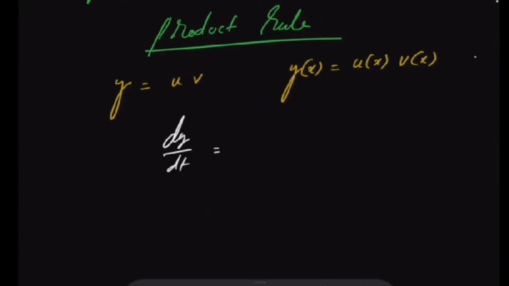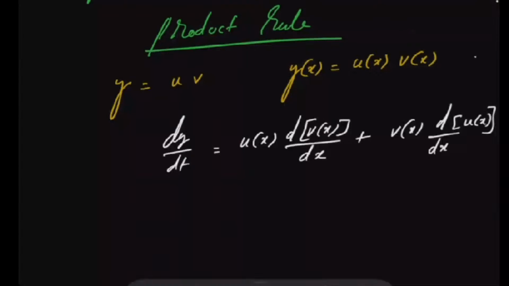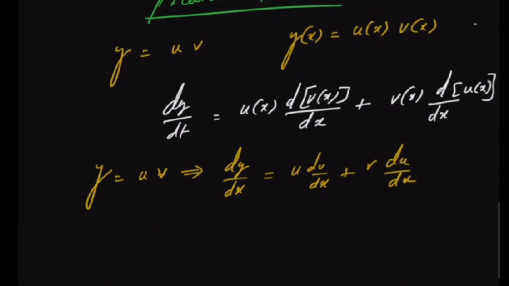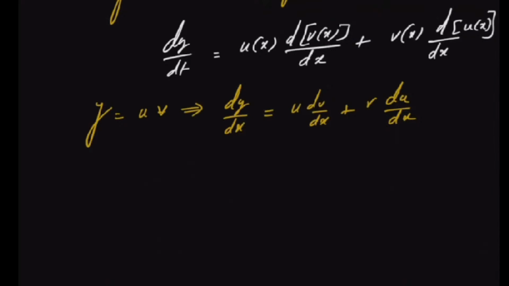plus you keep v of x as it is and multiply it with the derivative of u of x. So if I want to write this in a simpler way, it will be, if y is equal to u into v, then dy by dx is equal to u dv by dx plus v du by dx. Okay, and for that also we have seen an example. I'll just repeat that example and then proceed with the new concepts.